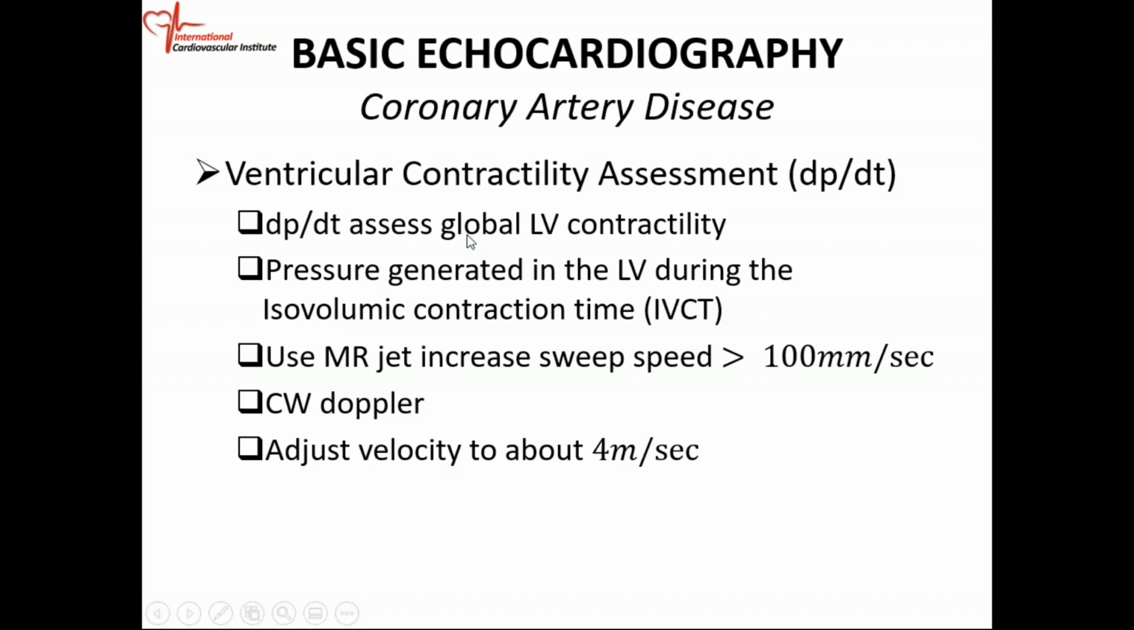So when you're doing your dP/dt in the echo lab, you need to use your MR jet, so you need a mitral regurgitation jet. You're going to increase your sweep speed to 100 millimeters per second. And you need CW Doppler, okay? You're going to adjust your velocity scale to about 4 meters per second. So these are the things you need to remember: sweep speed increased to 100 millimeters per second, you need CW Doppler, and the velocity adjusted to about 4 meters per second.